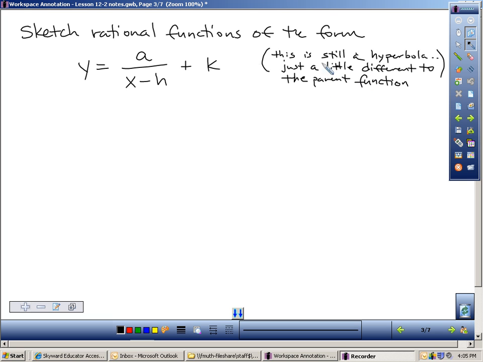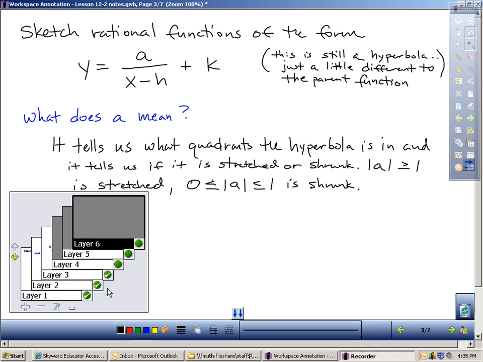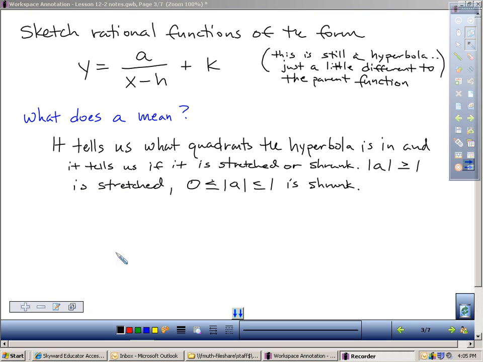Remember, the rational functions, these are still hyperbolas, but they will have an h and k value. I've kind of already talked about that. This tells us what quadrants the hyperbola is in, and it tells if it's stretched or shrunk. If A is greater than or equal to 1, the absolute value is stretched. If A is between 0 and 1, it's shrunk. A couple key things about A.